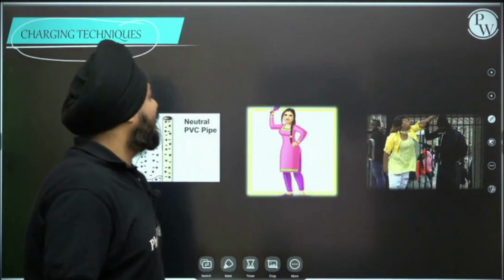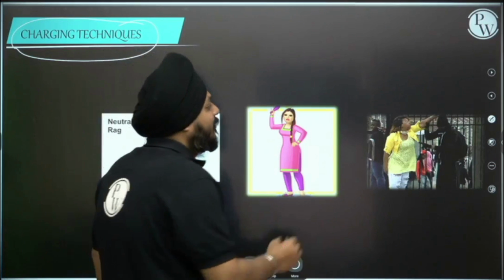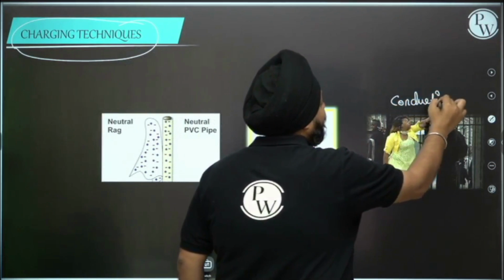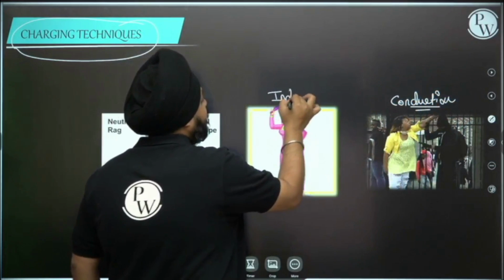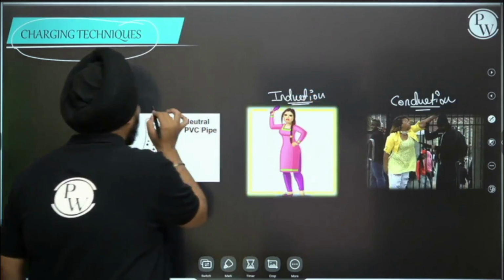So now, charging techniques. Basically, there are three kinds of charging techniques. The first one is conduction. The second is induction. The third one is friction.